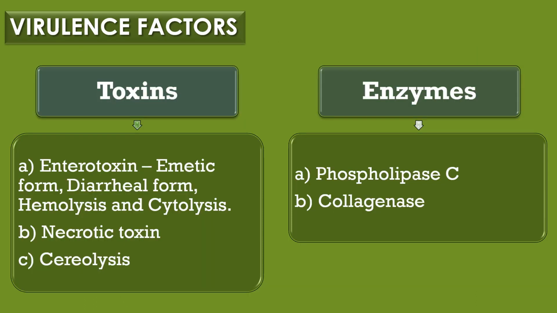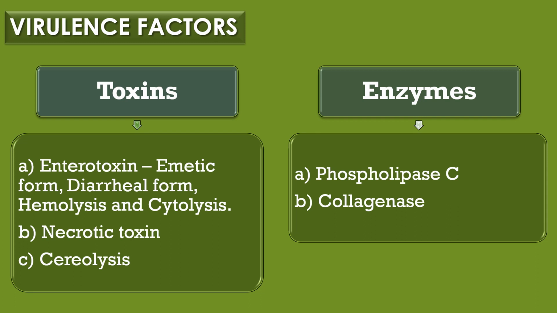Virulence factors of Bacillus cereus. The ability of microorganisms to cause disease is called virulence. The term virulence was first coined by the scientist Louis Pasteur. Virulence factors are the factors which are responsible for causing an infection in human beings. Bacillus cereus has the ability to produce two virulence factors. One is toxins, the second one is enzymes.